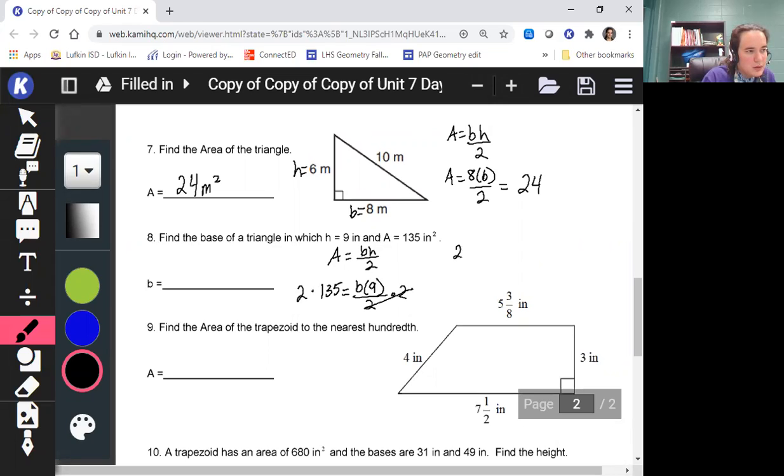That gets us 270 equaling our base times 9. Then we're going to divide by 9. And we're going to get 30 for our base. So we've got 30 inches is our base.